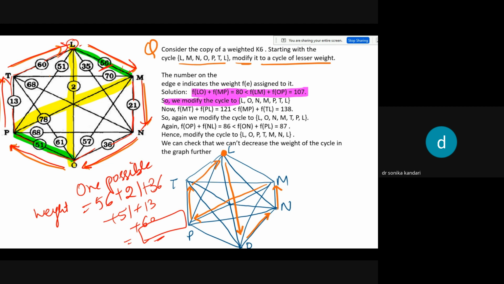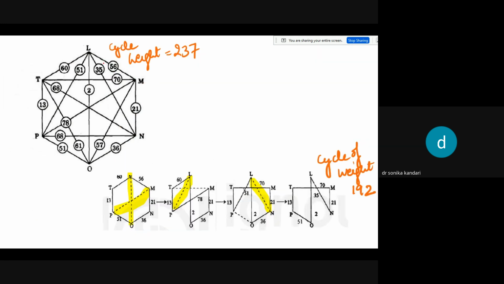Now, we can find other routes through which the total weight could be minimized. So instead of coming here from L to M, you can find another route through which the distance could be minimized. So our problem is like this. Instead of this LM, fine, you can find another route, or instead of this MN, you can find another route.